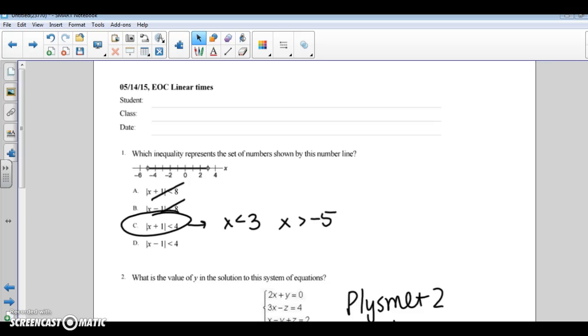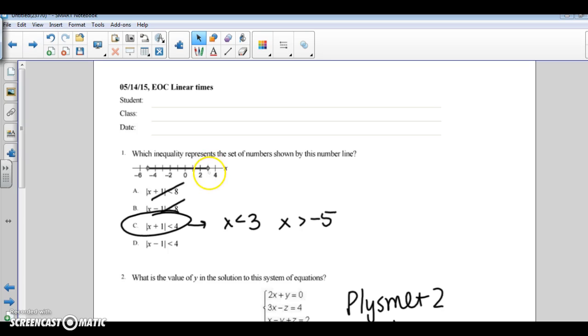This is the timed lesson on linear that we did. That was on SITS. The 15 questions showed up there, so I'm going to go through those. Number 1, which inequality represents a set of numbers shown by this number line?